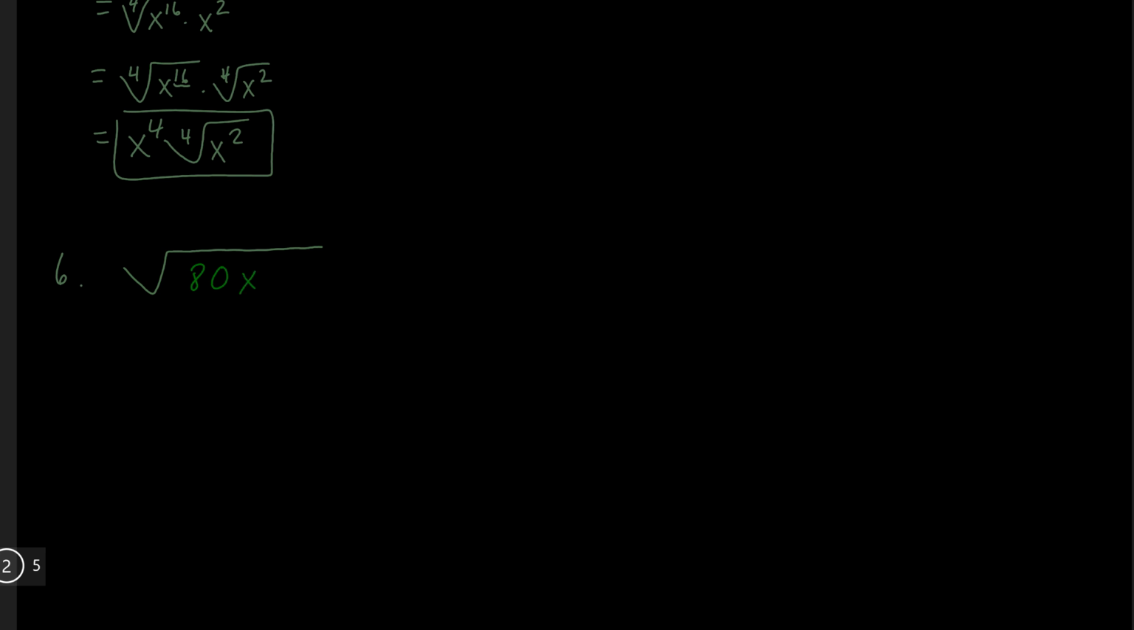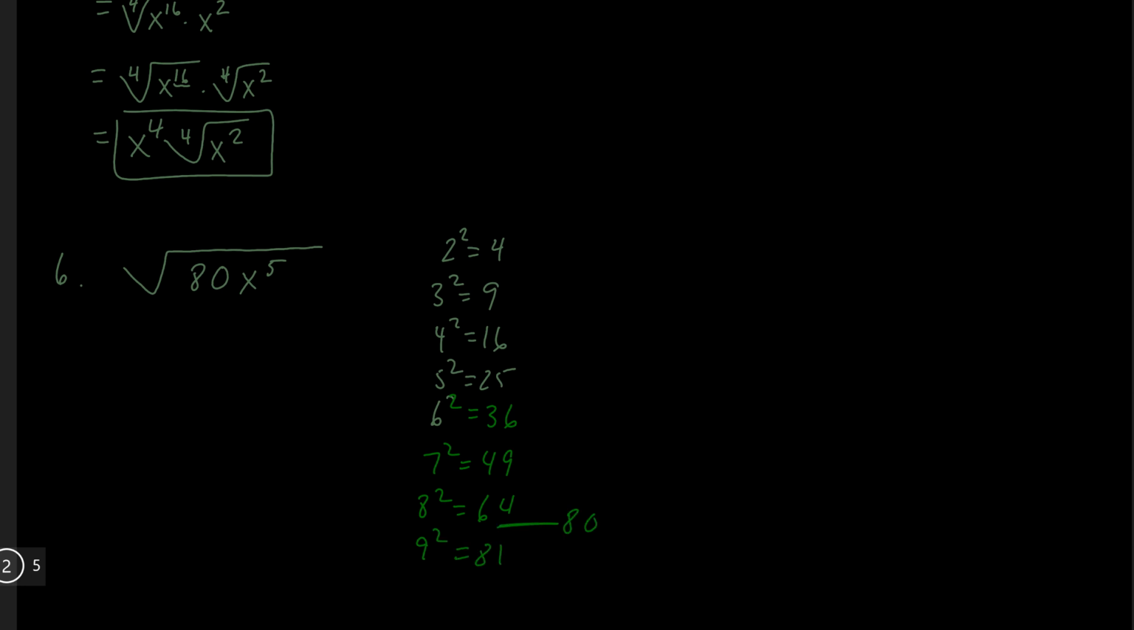So let's suppose we have something like the square root of 80x to the 5th. Now we can see that neither 80 nor x to the 5th is a perfect square. Again, if we list out some perfect squares here, 2 squared, 3 squared, 4 squared, 5 squared, 6 squared, 7 squared, 8 squared, and then 9 squared is enough for us to see that 80 clearly isn't a perfect square. This isn't necessary to do every time, but it may be helpful in finding the largest perfect square factor.